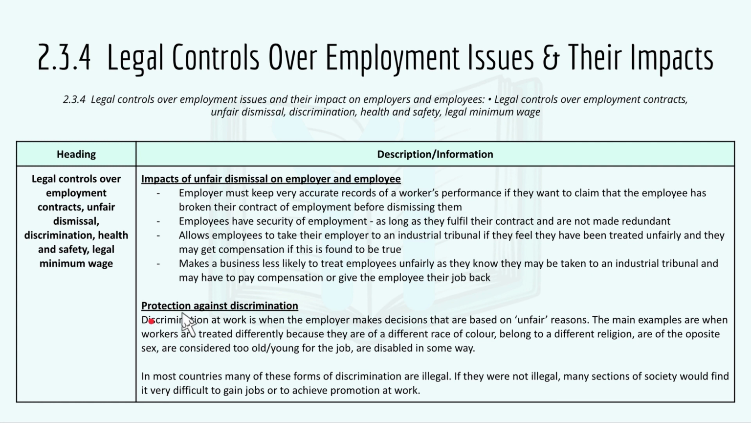And here's protection against discrimination. Discrimination at work is when the employer makes decisions that are based on unfair reasons. The main examples are when workers are treated differently because they are of a different race, religion, or sex, are considered too old or young, which is basically age, or are disabled in some way. In most countries, many of these forms of discrimination are illegal, and if they were not illegal, many sections of society would find it very difficult to gain jobs or to achieve promotion at work.